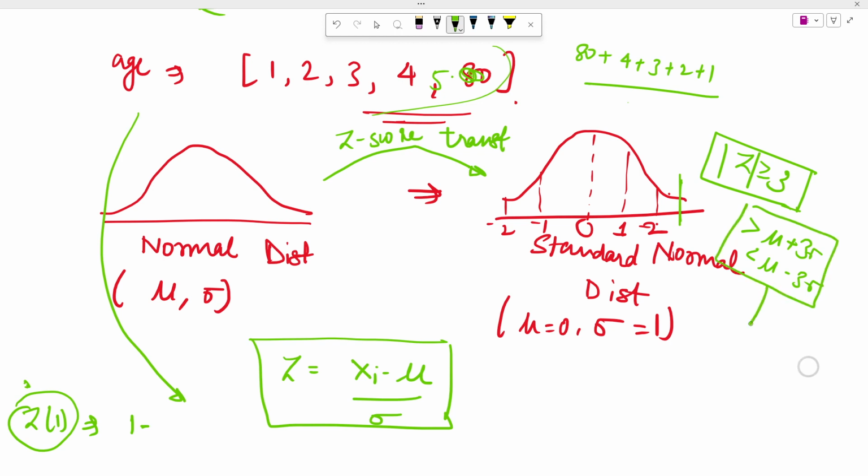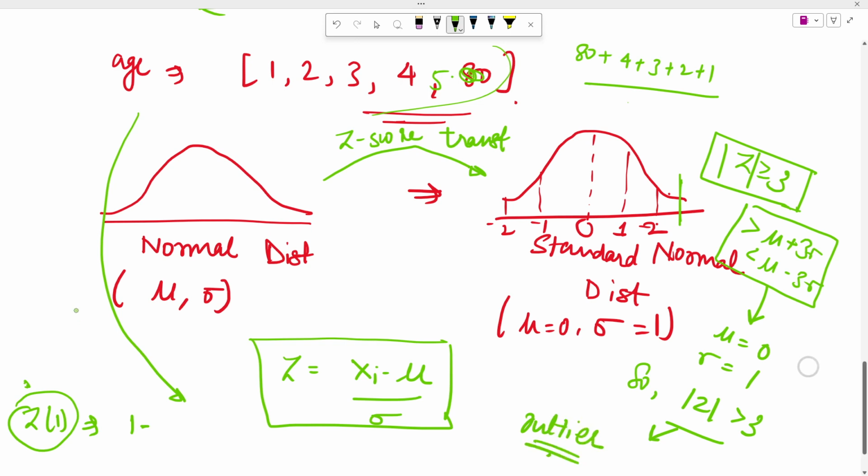Here, for the standard normal distribution, mu is equal to 0 and sigma is equal to 1. So if the mod of the z value is greater than 3, then it's called an outlier, right? Basically this is how we find an outlier, where we do the z-score transformation, and if the mod of the z value is greater than 3, then it's considered an outlier.